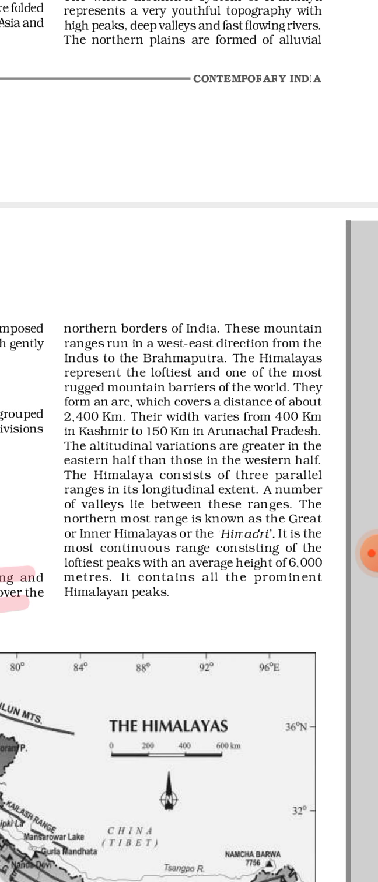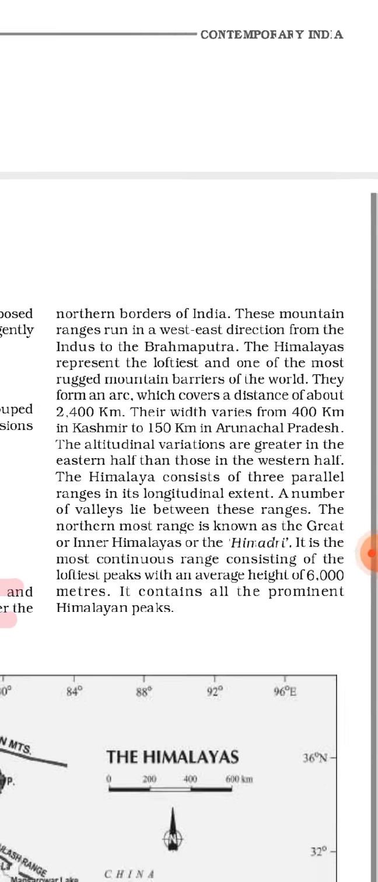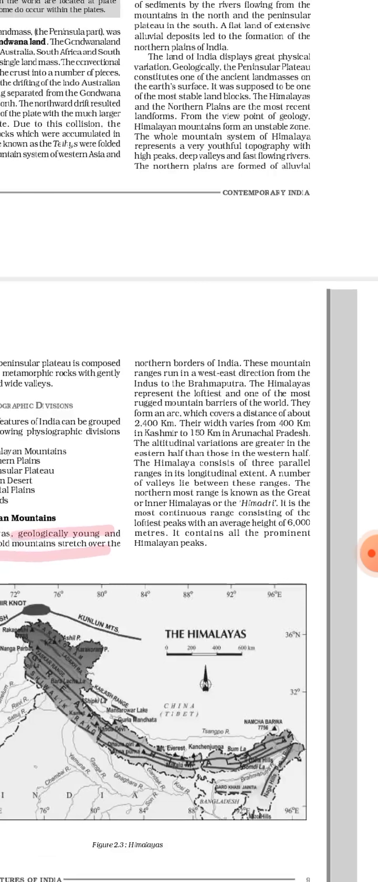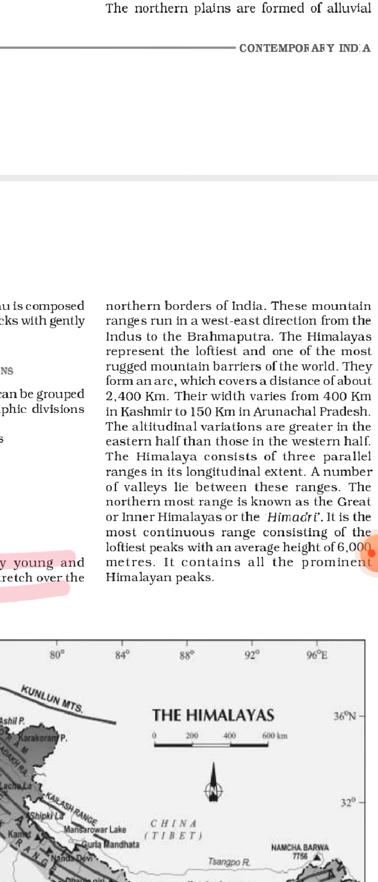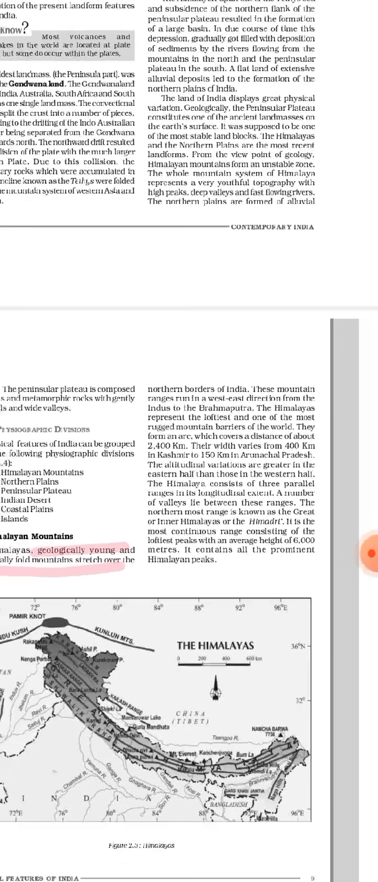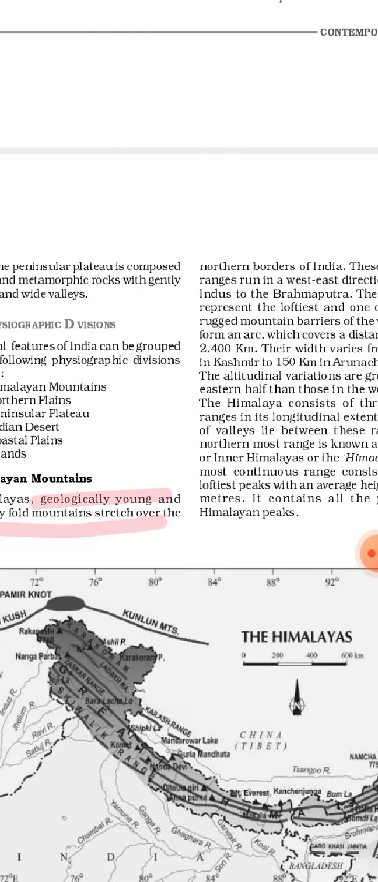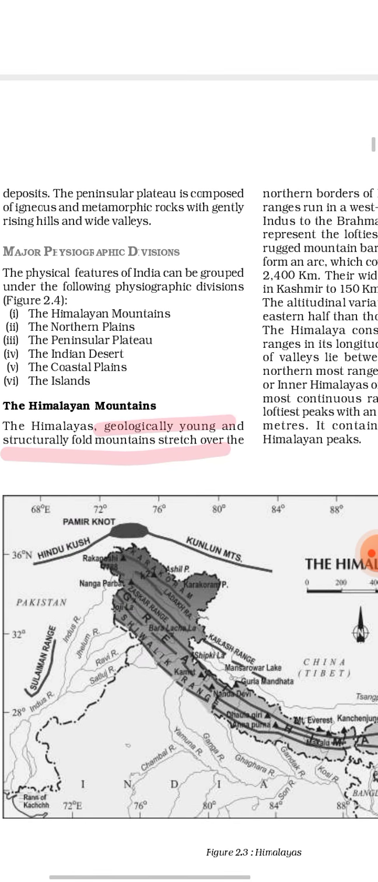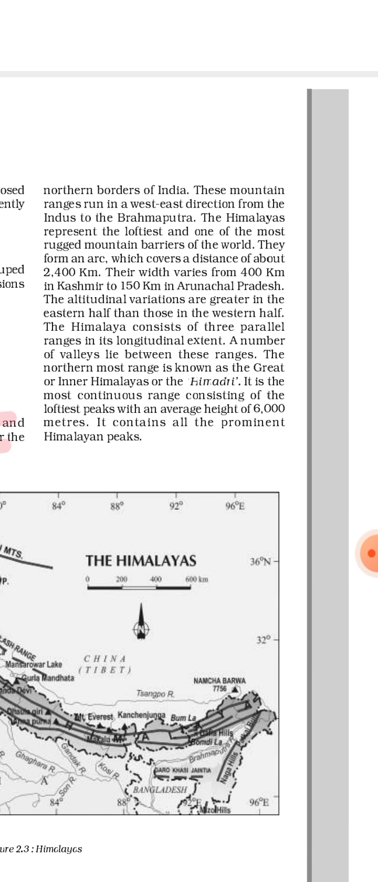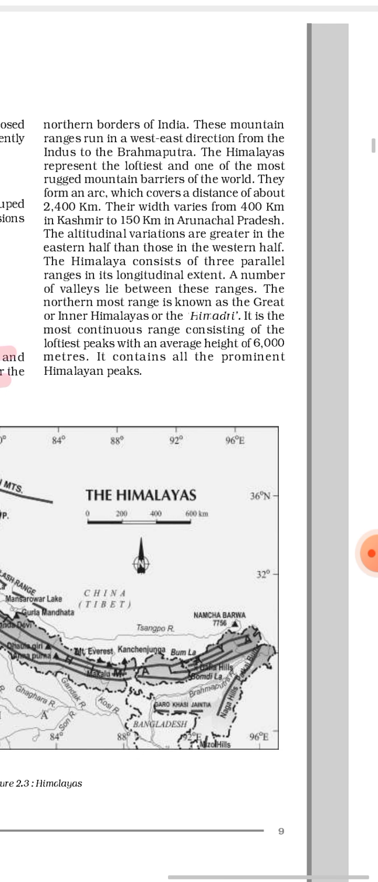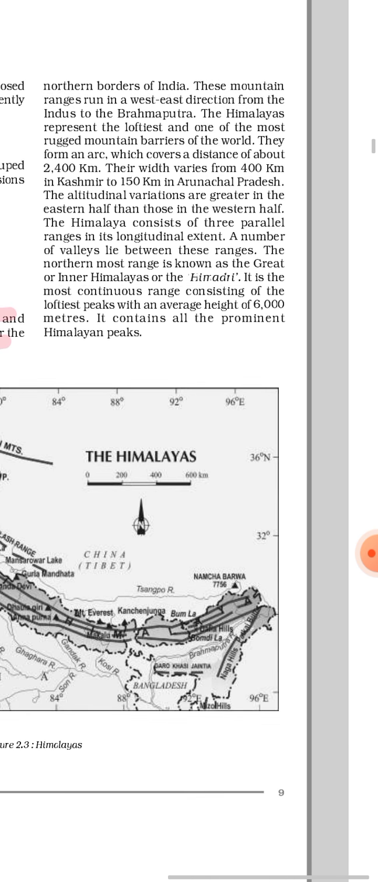These mountain ranges run in a west to east direction. You have seen through the map how this Himalayan mountain region runs from the western part of India to the east, up to Arunachal Pradesh. If we go river-wise, it runs from the Indus in the west to the Brahmaputra in the east. So the direction of the Himalayan mountain region is from west to east, from Indus to Brahmaputra.